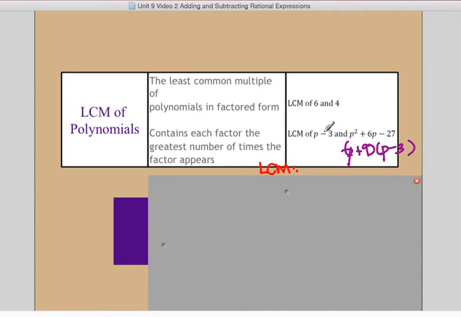Okay, this is p minus 3, and there's one p minus 3. So the greatest number of factors, it's listed once and once, so I'd write it down once. P plus 9 is written once, and it's written zero times in the other, so the greatest number of times is once. So p plus 9. So my least common multiple would be p minus 3, p plus 9.